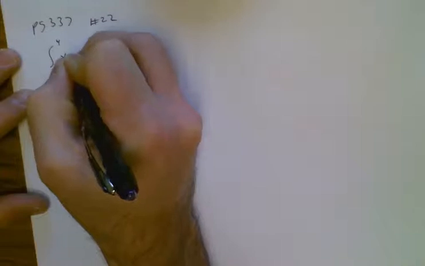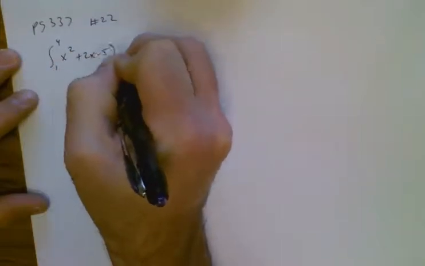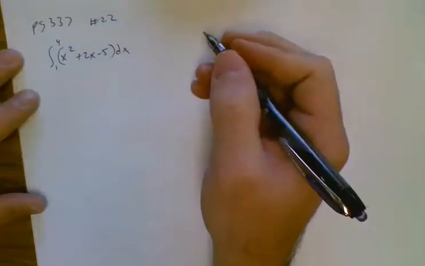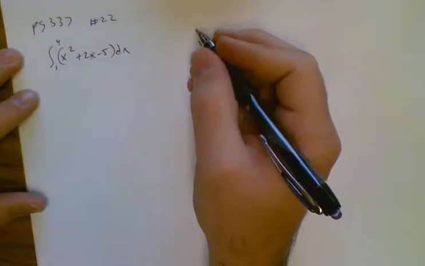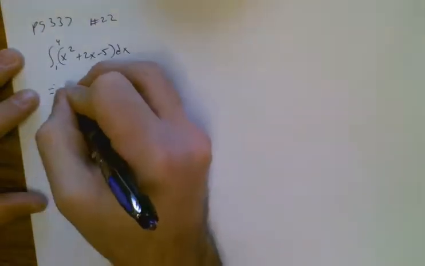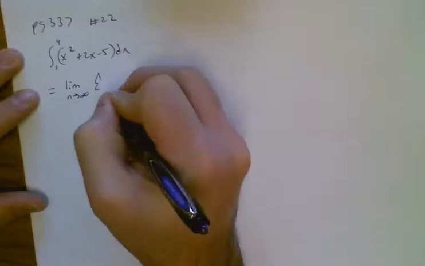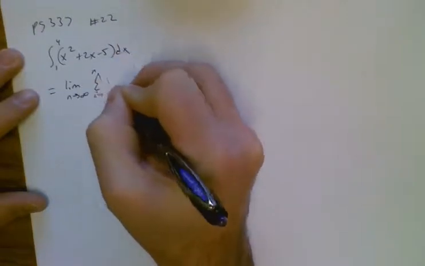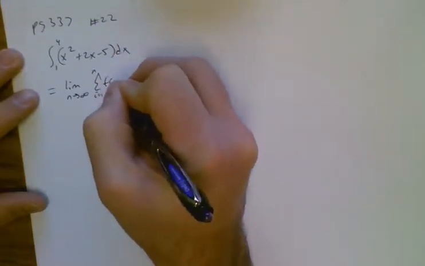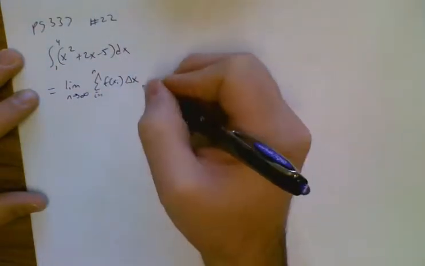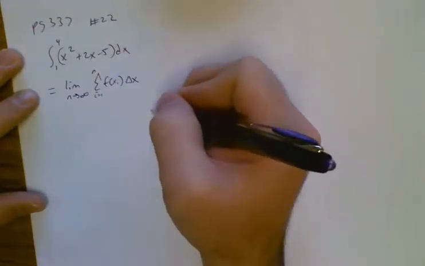So the original problem looked like this. It's the integral from 1 to 4 of x squared plus 2x minus 5 dx. And our goal, of course, is to turn this into a sigma representation. So this is going to be the limit as n goes to infinity of the sum from i equals 1 to n of f of x sub i times delta x, and our goal is to figure out what delta x is and what f of x sub i is.